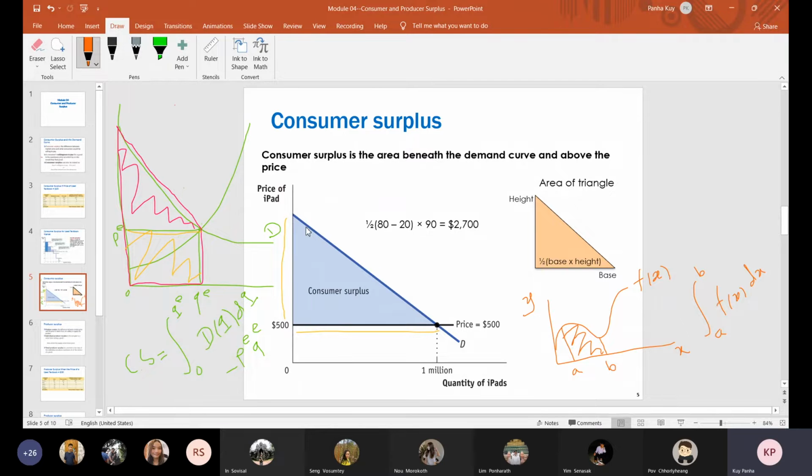Is that all right? Excuse me, teacher, can you rewrite the formula of consumer surplus again, like the dq? I cannot understand what you're writing there.